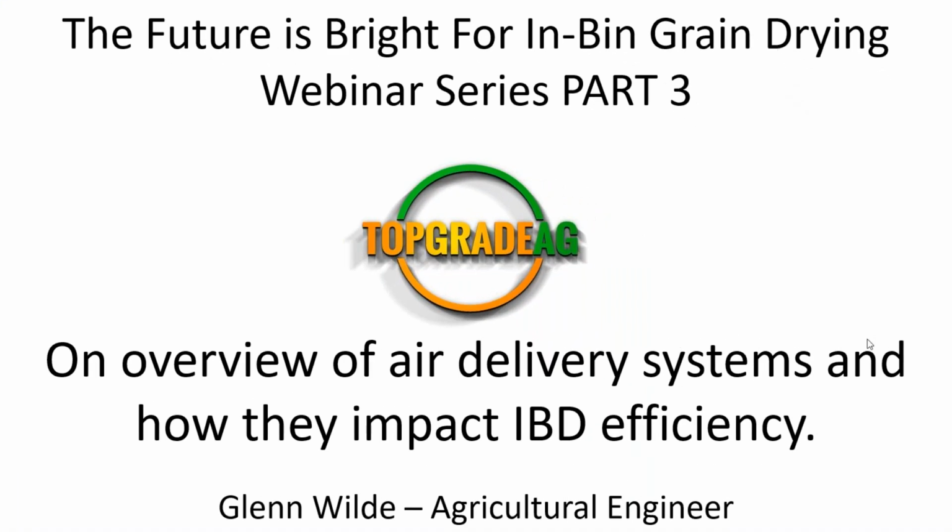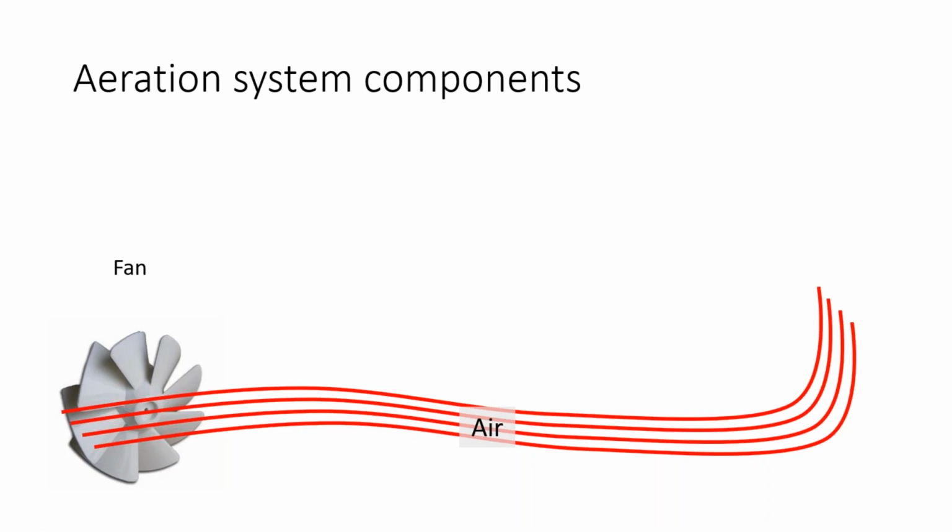Today's topic is basically an overview of air delivery systems and how they impact the in-bin drying efficiency. We got into significant detail in part 2 on airflow and why 1 CFM per bushel is a critical threshold that you really should be above. The higher airflow, the better.